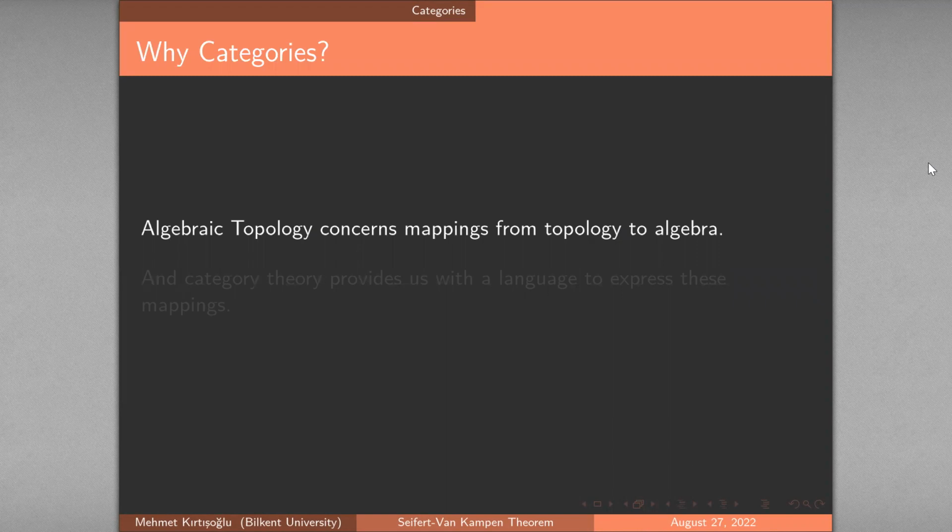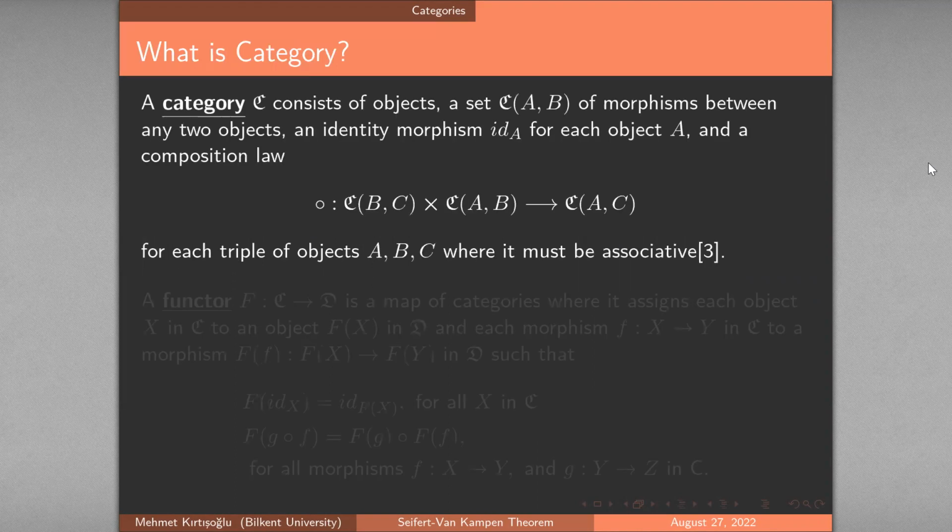Okay, as we said, algebraic topology concerns mappings from algebra to topology, topology to algebra, and category theory provides us with a language to express these mappings. Okay, what's a category? A category C consists of objects. We need objects and morphisms between any two objects, and an identity morphism for each object. We also need the composition law.